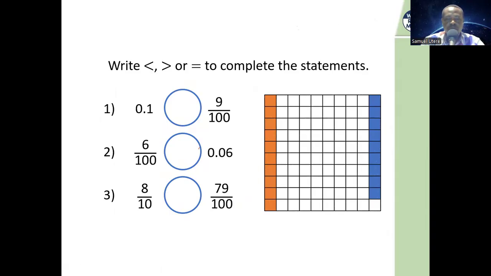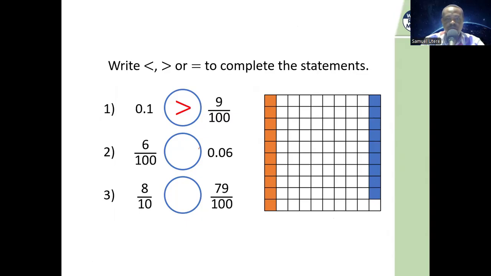If we shade 0.1, 0.1 is 1/10, and 1/10 is 10 hundredths. That will be one whole column, which is 10 little squares. 9 hundredths will be 9 little squares shaded. Now, if we look at the diagrams, we can see that this is bigger than that, is greater than that. So we use that symbol.